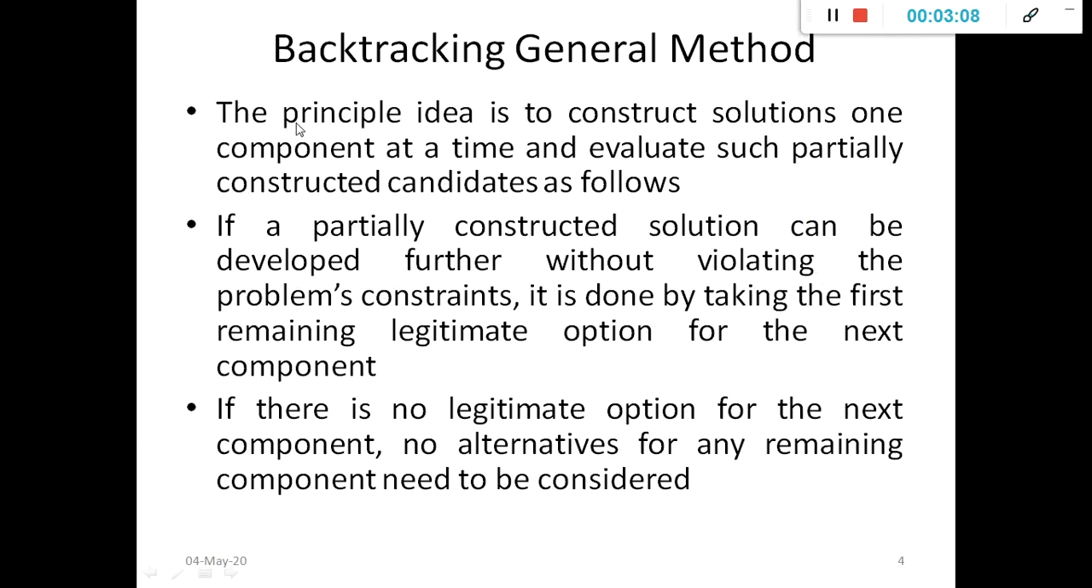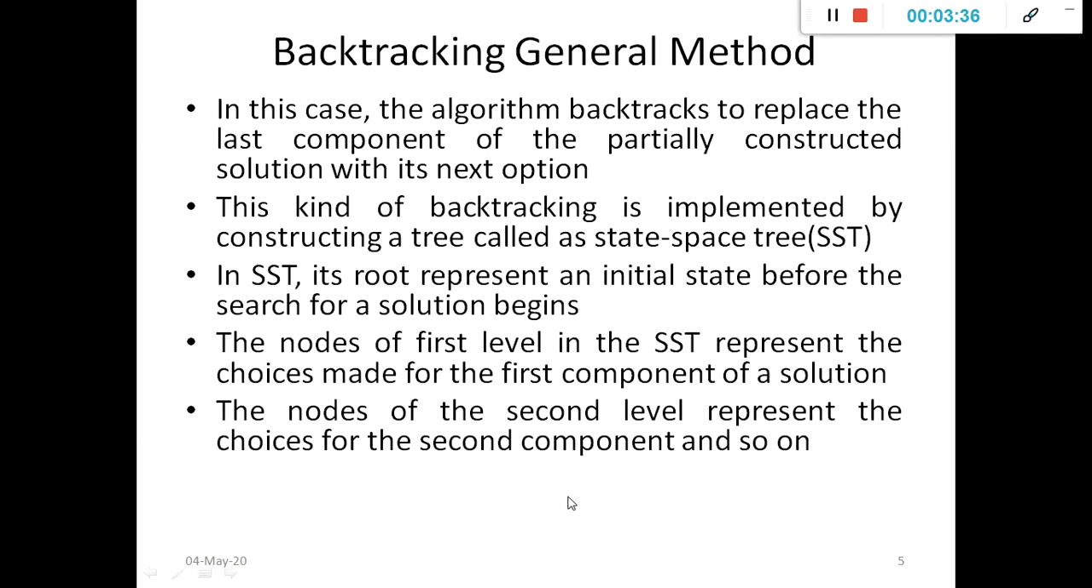Again, in backtracking, the principal idea is to construct a solution one component at a time and evaluate such partially constructed candidates as follows. If a partially constructed solution can be developed further without violating the problem's constraints, it is done by taking the first remaining legitimate option for the next component. If there is no legitimate option for the next component, no alternatives for any remaining component need to be considered. In this case, the algorithm backtracks to replace the last component of the partially constructed solution with its next option.